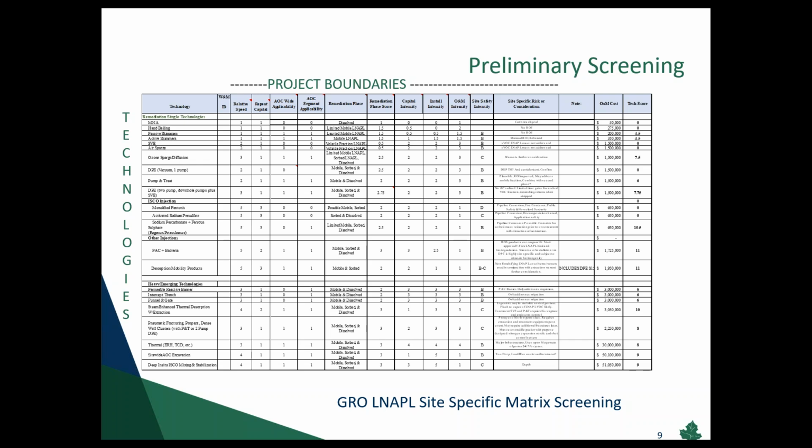So one of the columns on here that I want to look at is listed as AOC wide, or area of concern wide. Does that mean this technology would be good for all of the site, for all of the problem? Or does a site need to be divided into multiple areas of concern or multiple treatment areas that need to be addressed with different technologies? So we're trying to address that in there as well.